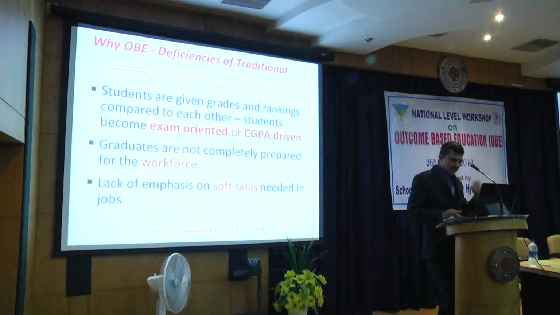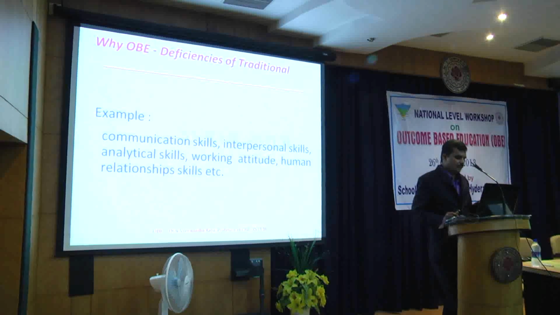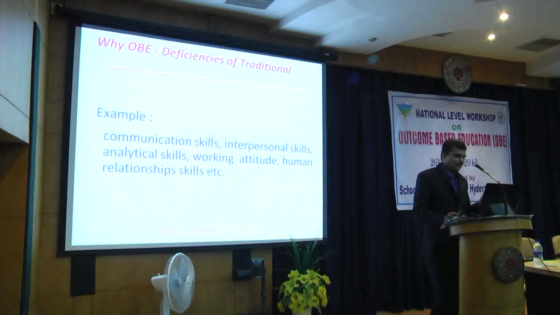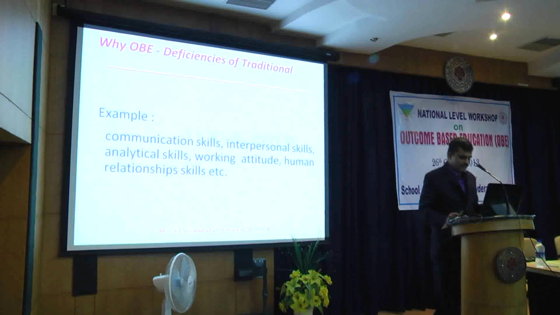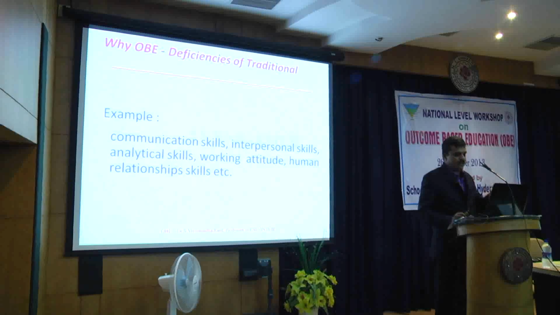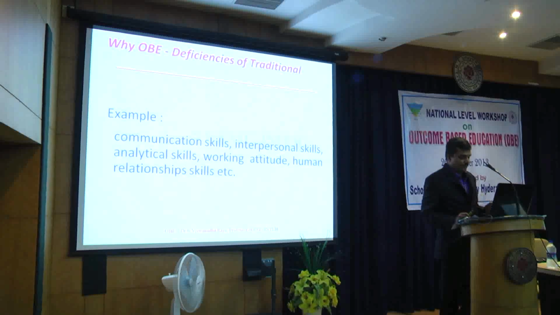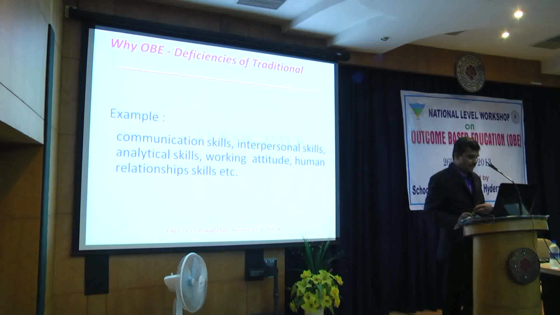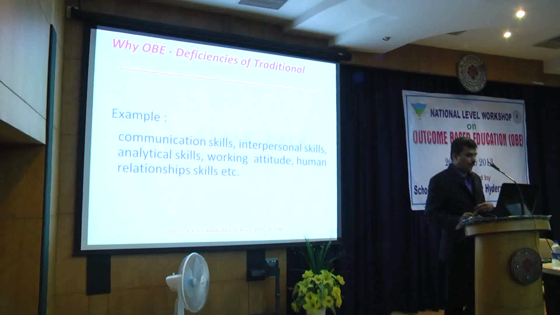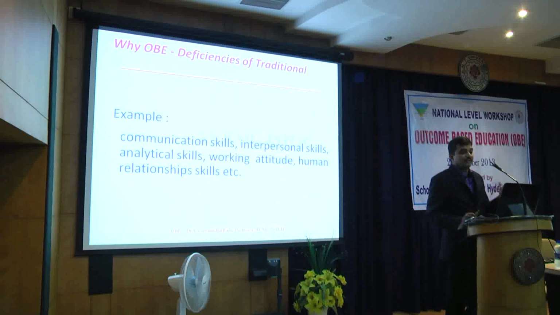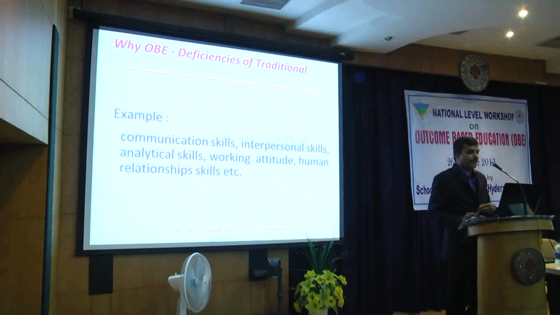Next, you can add this as an example: deficiencies of communication skills. Now we mostly achieve this, but the remaining skill sets, like interpersonal skills, analytical skills, working attitude, and human relationship skills, are very weak in the system. Human relationship and working attitude also. This is very important, sir.